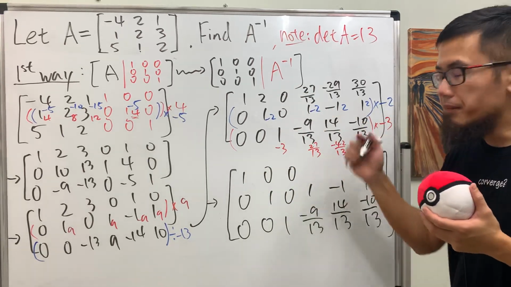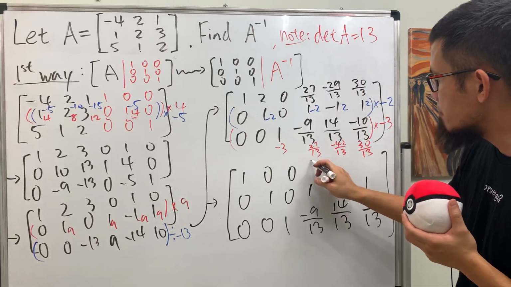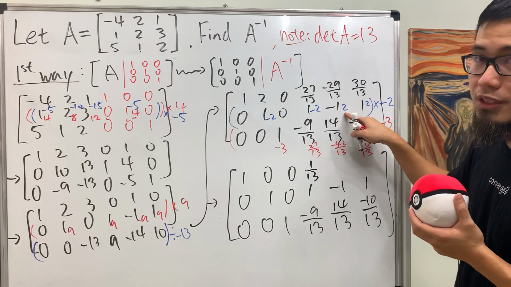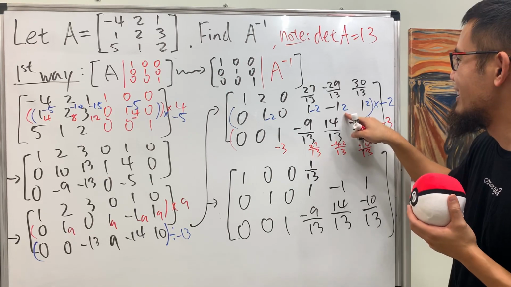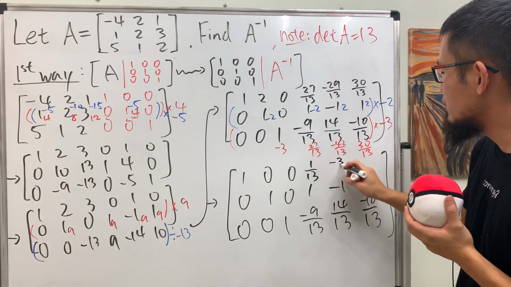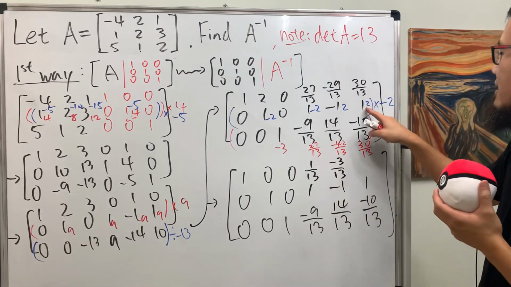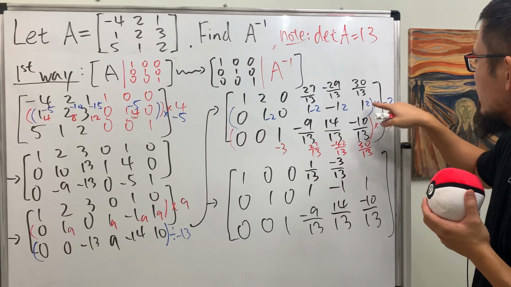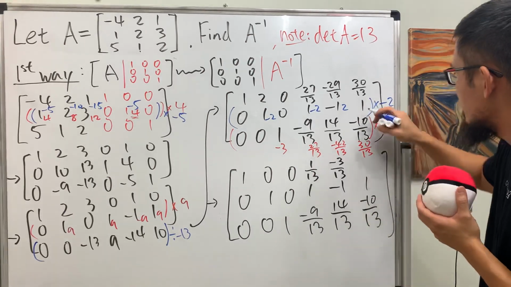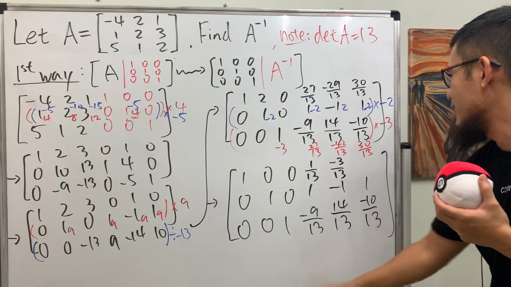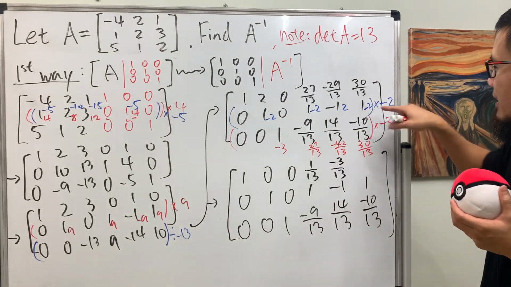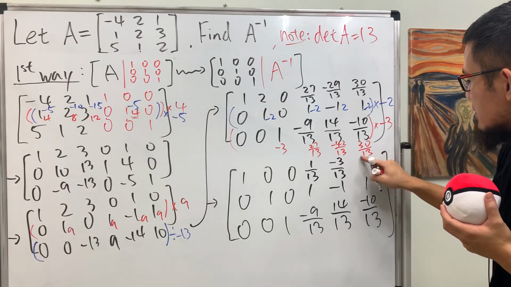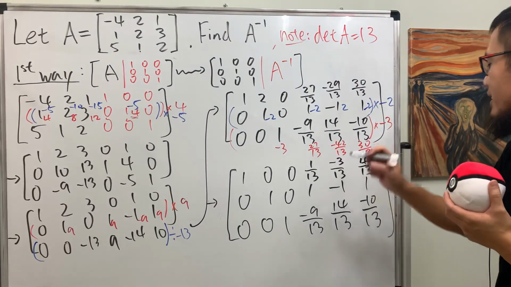-2 is the same as -26 over 13, plus that is +1 over 13. And then this is +2, which is the same as +26 over 13. Adding with that, we get -3 over 13. Lastly, this is, oh, this is supposed to be -2, right? Because I'm multiplying -2 with 1. So this right here should be a -2. Thank God I caught that before I continue. 1 times -2 is -2, which is the same as -26 over 13. Plus that, we get +4 over 13.